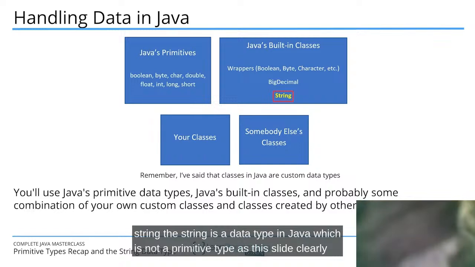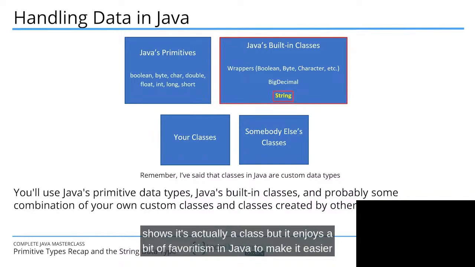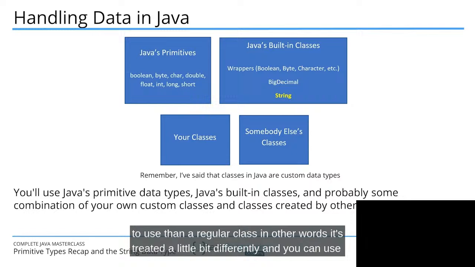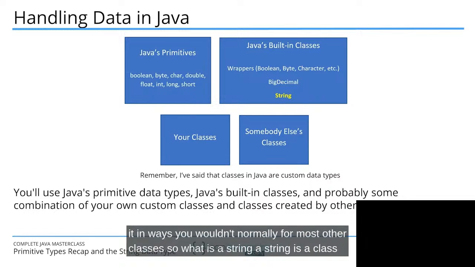The string is a data type in Java which is not a primitive type, as this slide clearly shows. It's actually a class, but it enjoys a bit of favoritism in Java to make it easier to use than a regular class. In other words, it's treated a little bit differently, and you can use it in ways you wouldn't normally for most other classes.